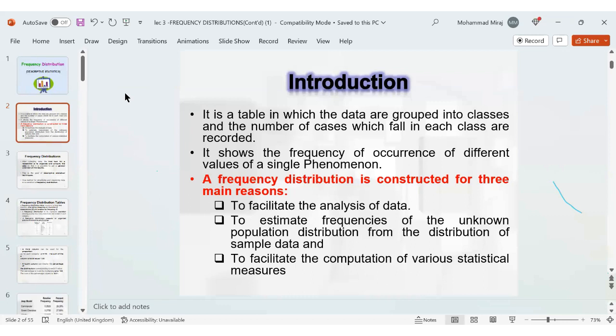So a frequency distribution table, in any data or in research methodology, we use for three basic reasons. Number one, to facilitate the analysis of data. Number two, because nowadays data analysis is very, very important. Whatever data you are getting, how you are going to analyze it, what you are going to understand, how you want to segregate it, how you want to interpret it. So it is very, very important.